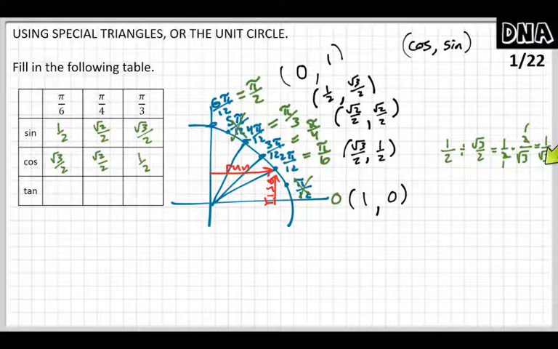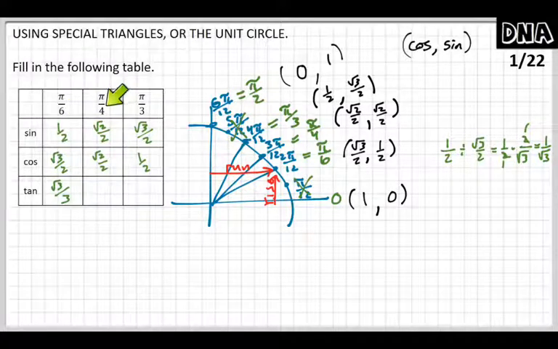If you were in calculus, you could leave it like this, but you're not. So rationalize that down. You guys can't leave this square root on the bottom. So we're going to have to multiply the top and the bottom by rad 3. What is 1 times rad 3? Rad 3. And what is rad 3 times rad 3? 3. So we get rad 3 over 3 is what tangent is at pi over 6.